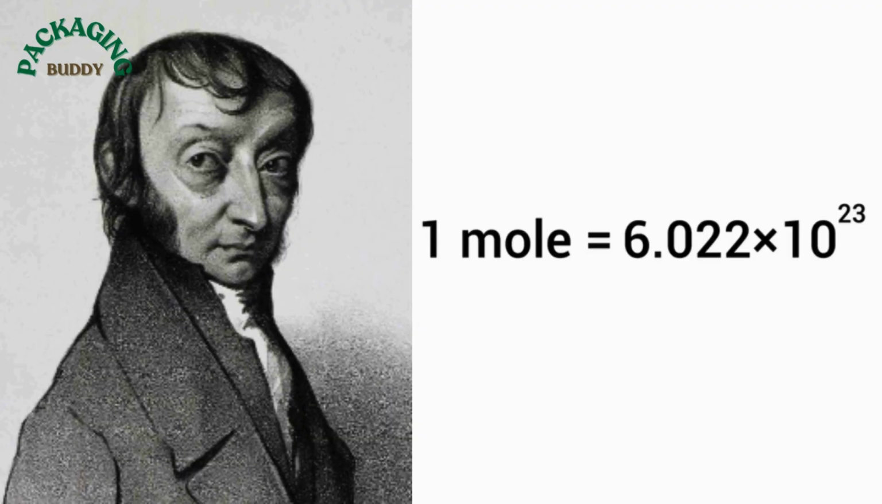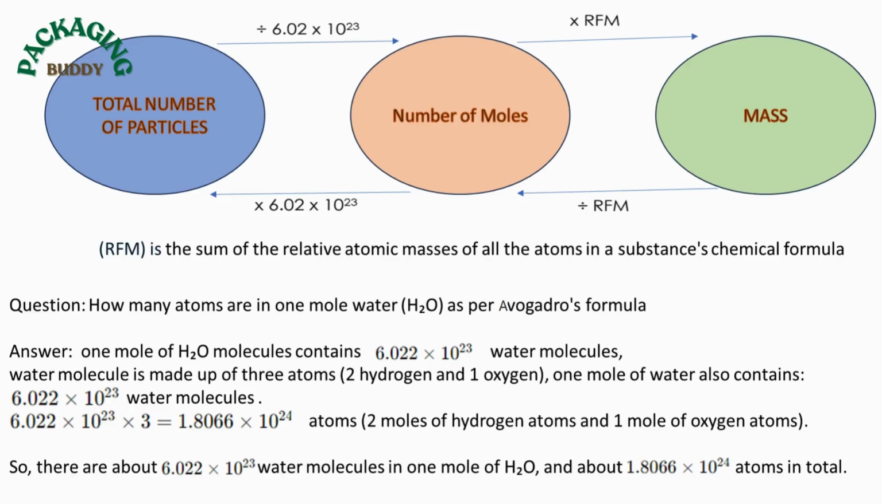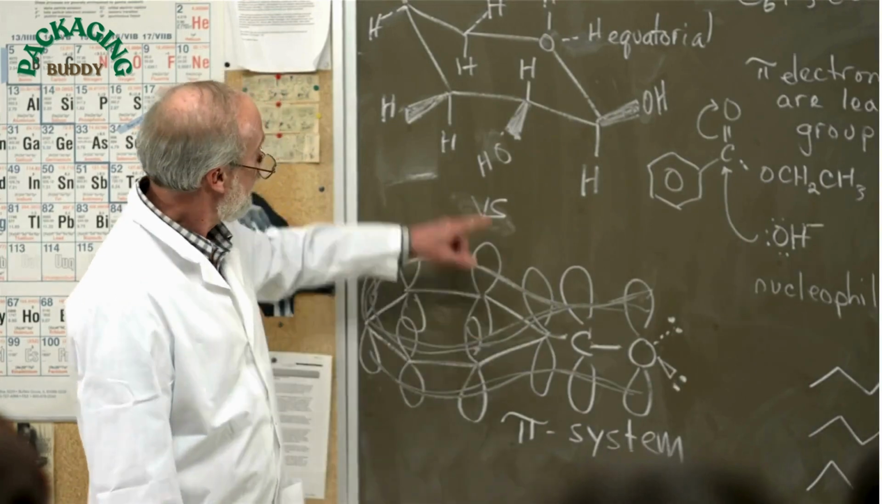1 mole is equal to approximately 6.022 multiplied by 10 to the power 23 particles, which is named Avogadro's number. The purpose of this concept is to help chemists quantify and compare amounts of substances, allowing them to relate mass to the number of particles involved in chemical reactions. Please follow the example by pausing the video to get clarity.